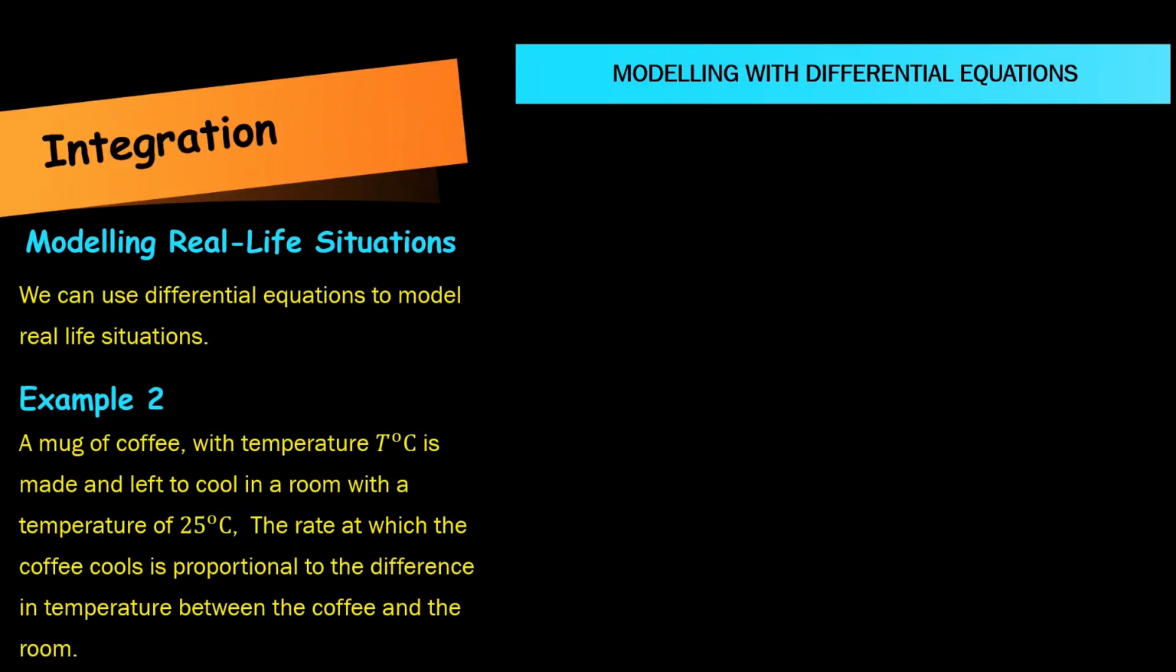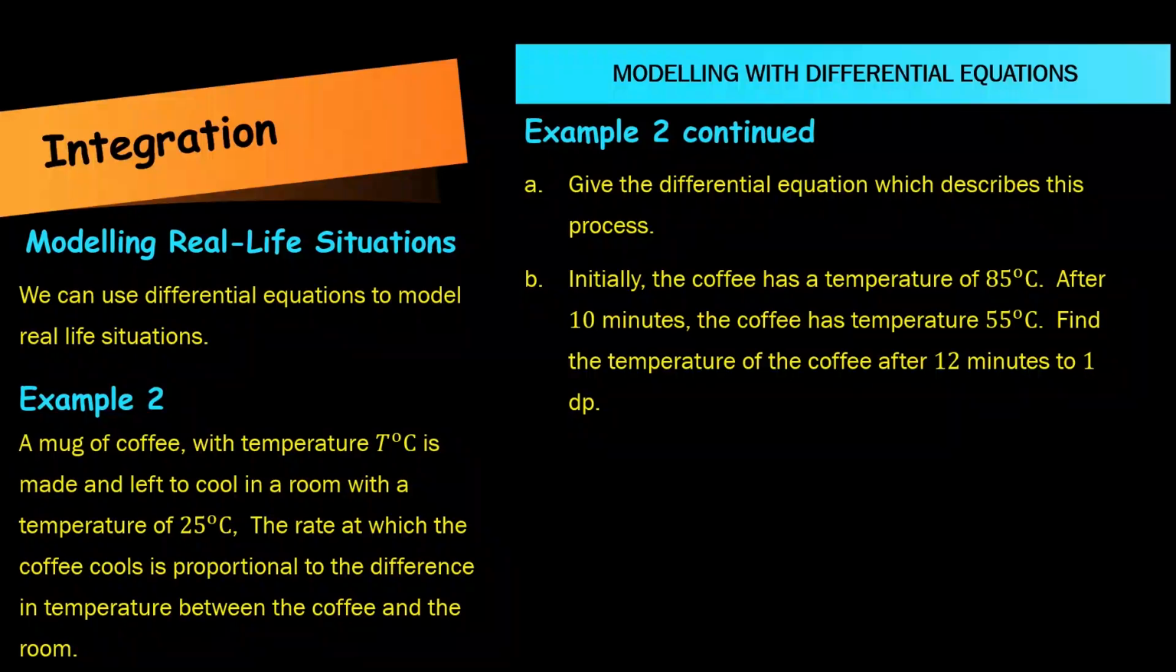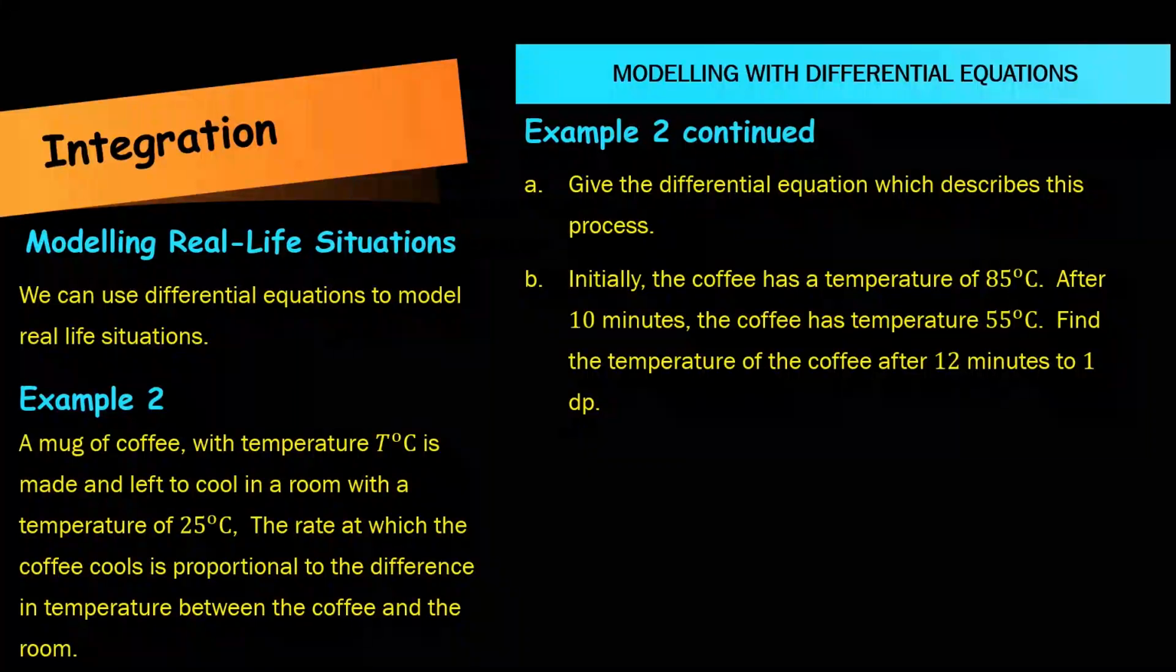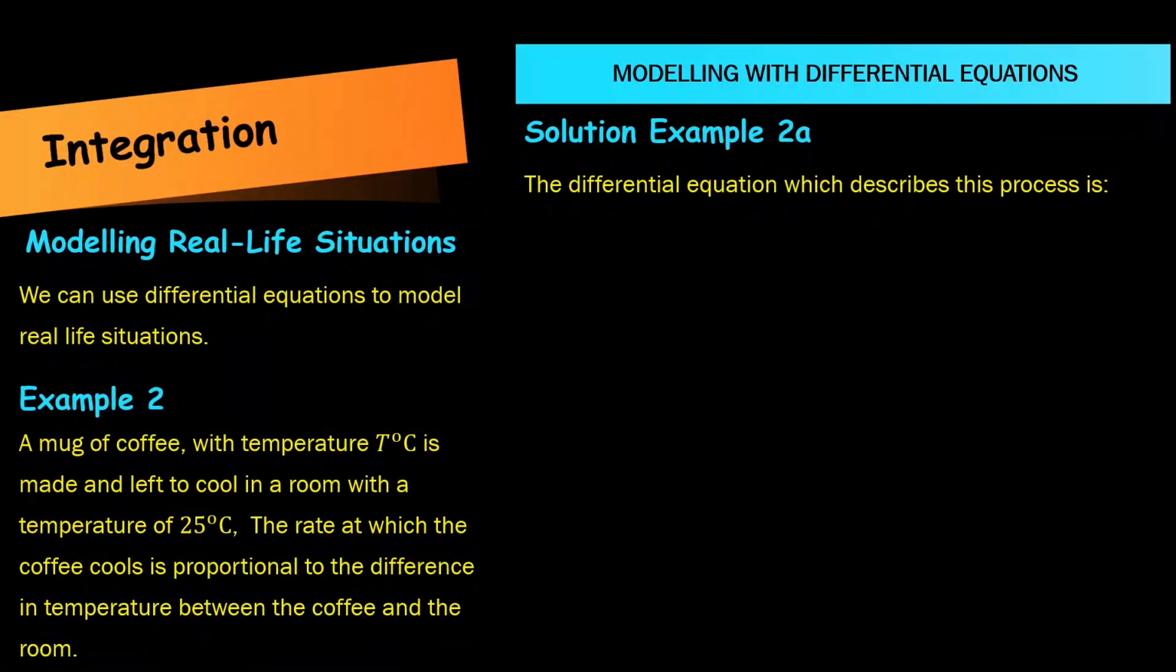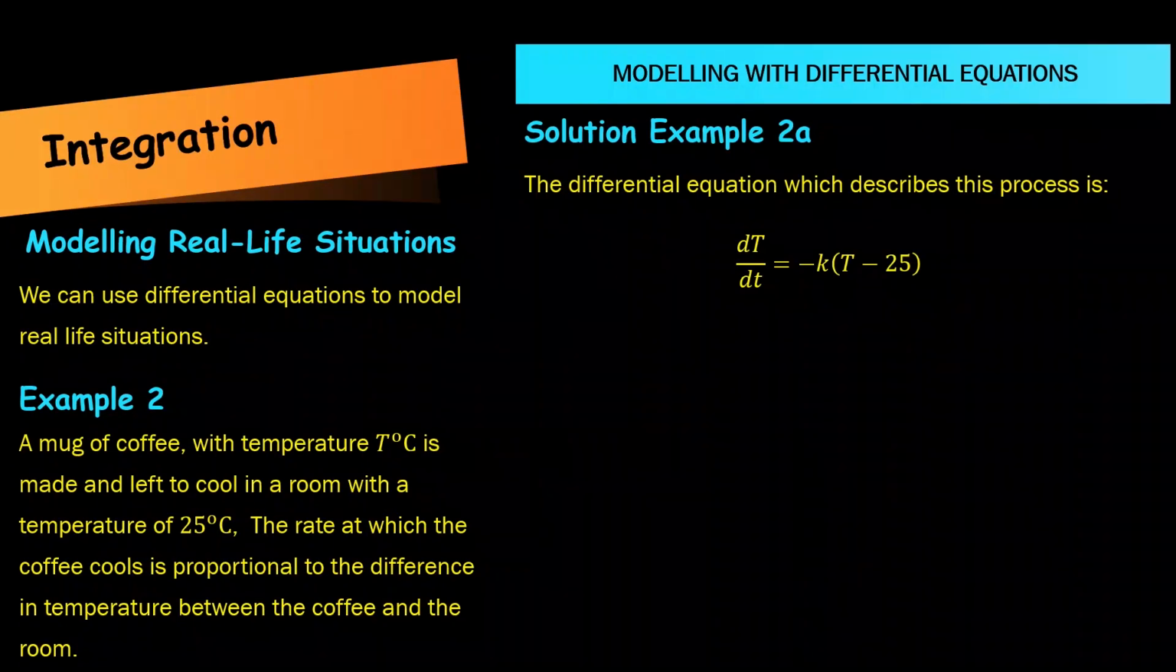Take a look at these questions related to this example. Pause the video and have a go. Press play when you're ready to view the solutions. So let's take a look at part A first. We're required to find the differential equation which describes this process. This is given by dT/dt equals minus k times (T minus 25).